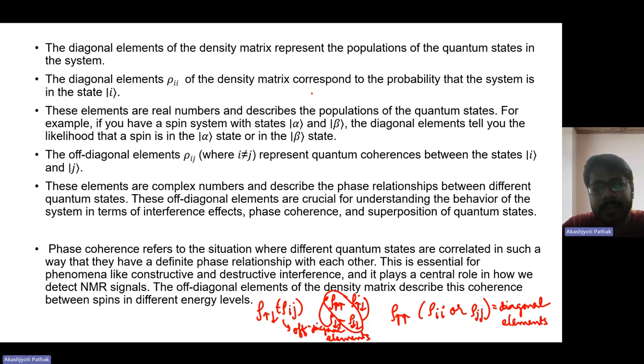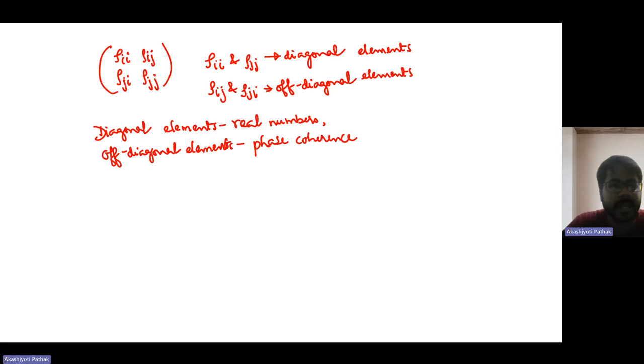The diagonal elements represent the probability of a particular nucleus to stay in that state, and the off diagonal elements are complex numbers, and they represent the phase coherence of the spin states in different energy levels. While the diagonal elements represent the population of the quantum state in the system, and correspond to the probability that the system is in that particular state. So these are the diagonal elements, rho ii, rho jj, and these are the off diagonal elements.